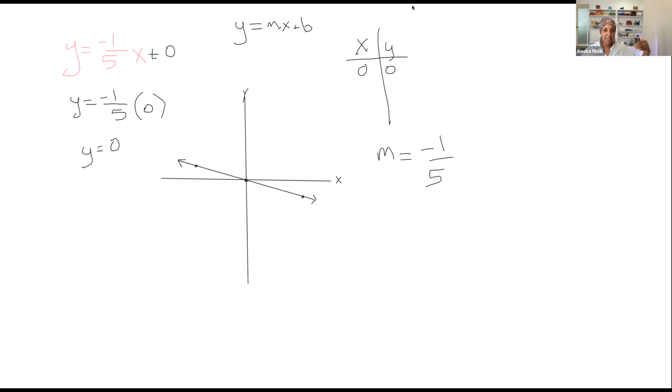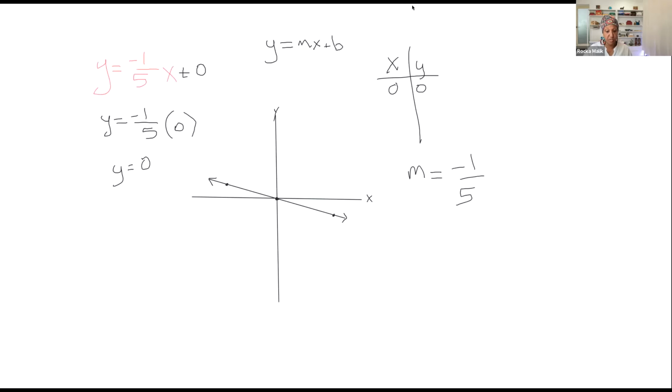And I'm driving downhill because I have a negative slope. And my graph goes through the origin point 0, 0. So that's not bad. It looks a little scary when it starts like that, but it's not that bad. It's actually easier.